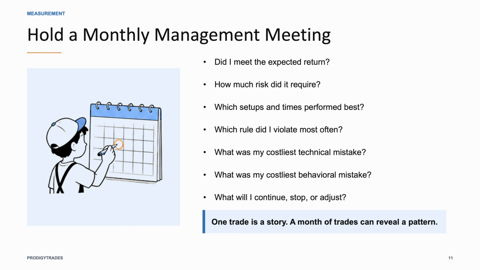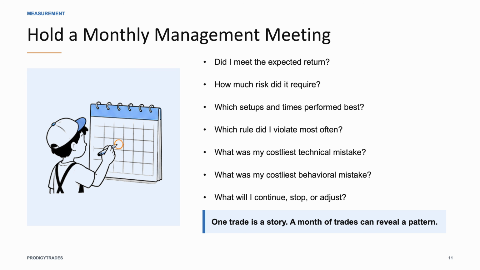At the end of the month, I want to step out of the role of trader and into the role of a business owner. Did I produce the return I expected? How much risk did it require? Which setups and time performed the best? Which rule did I violate most often? What was my costliest technical mistake? What was my costliest behavioral mistake? And what should I continue, stop, or adjust for the next month?